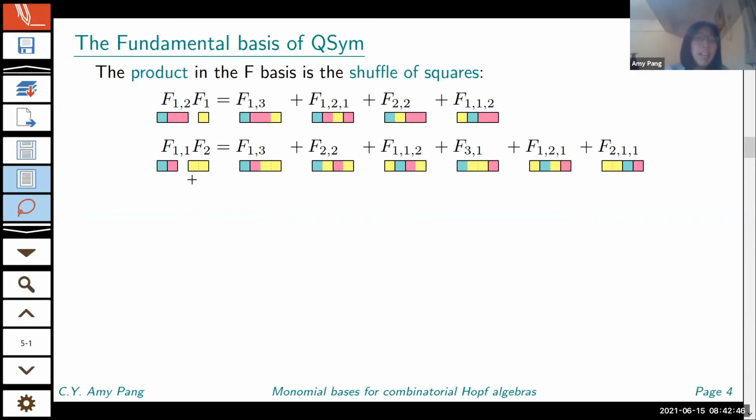Okay. And just to demonstrate what the shuffle means, here is another example. Here I'm shuffling two squares with two squares. And the 6 outputs that you see here are all the ways to have a green before red. Okay, and also in the second input, the squares have to have the same order.